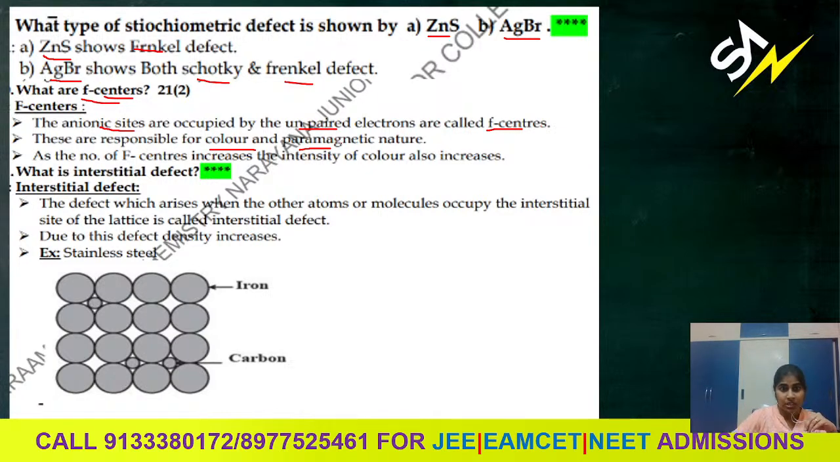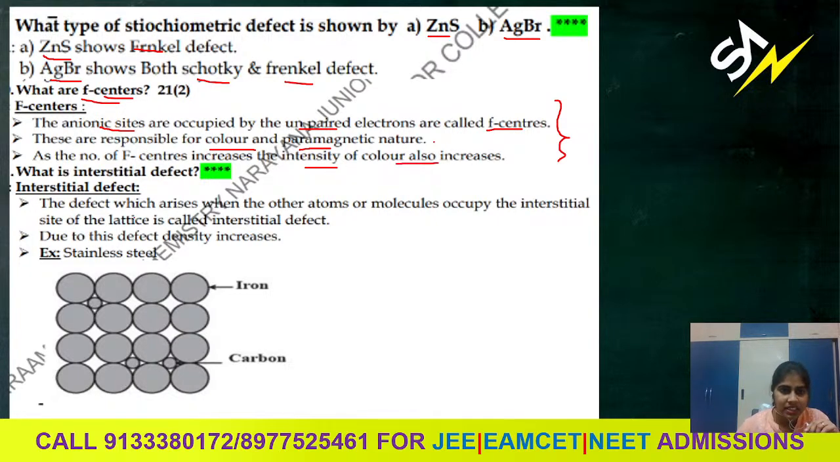So this point also carries half of the mark, and as the number of F centers increases, the intensity of the color also increases. So these 3 points are important for this type of question, the F centers question. And next, one more important defect, the interstitial defect.